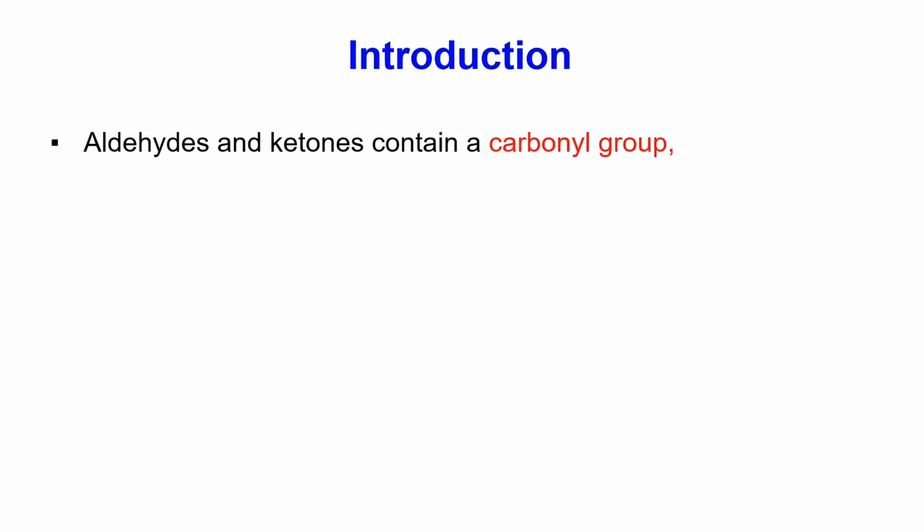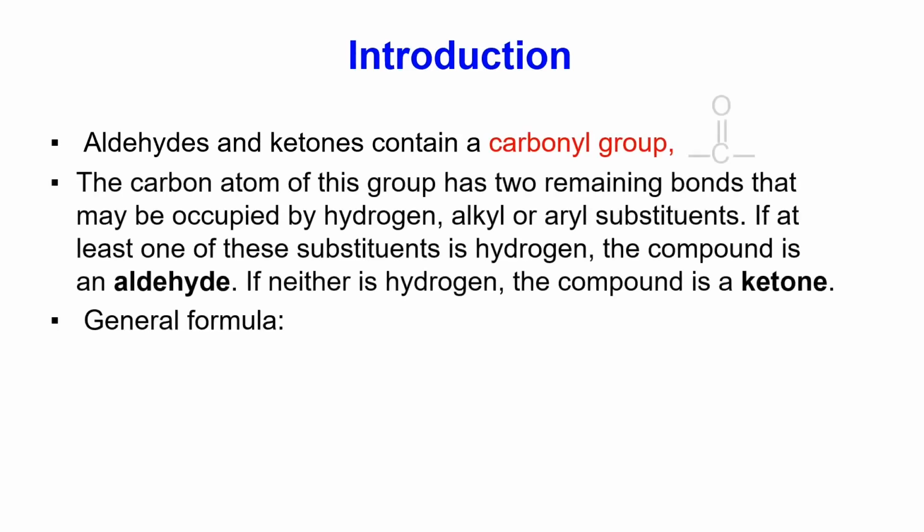Aldehydes and ketones contain a carbonyl group, which is carbon double bonded to oxygen. The carbon atom of this group has two remaining bonds that may be occupied by hydrogen, alkyl, or aryl substituents. If at least one of the substituents is hydrogen, the compound is an aldehyde. If neither is hydrogen, the compound is a ketone.